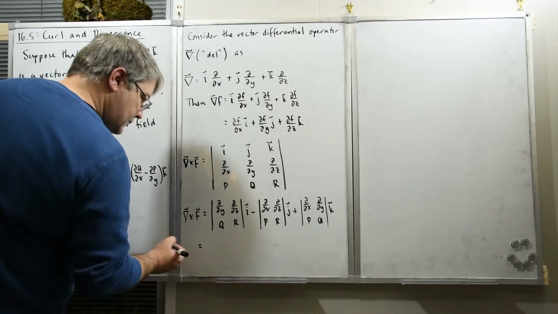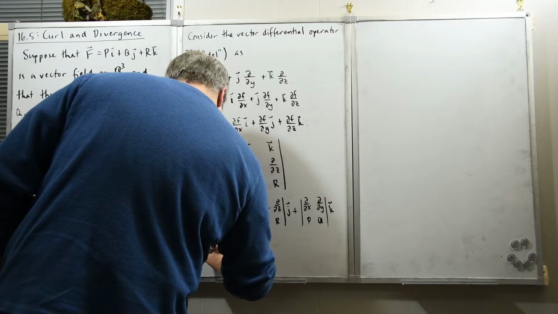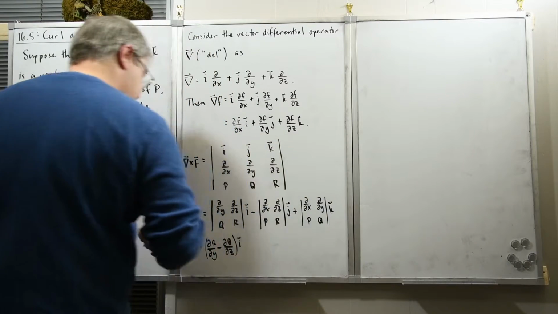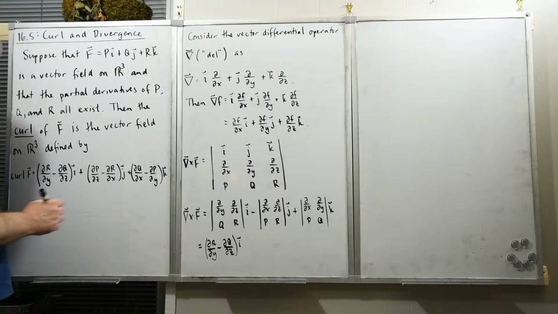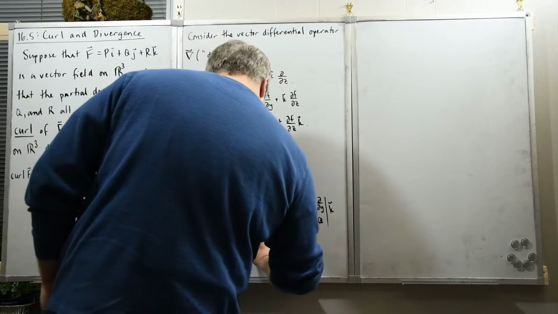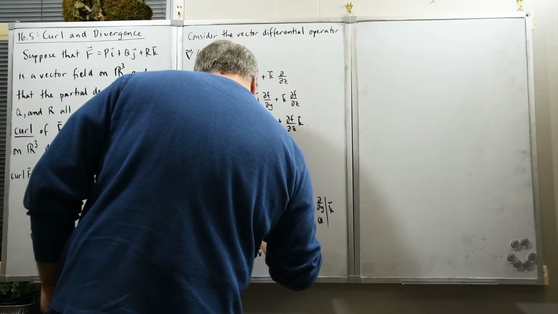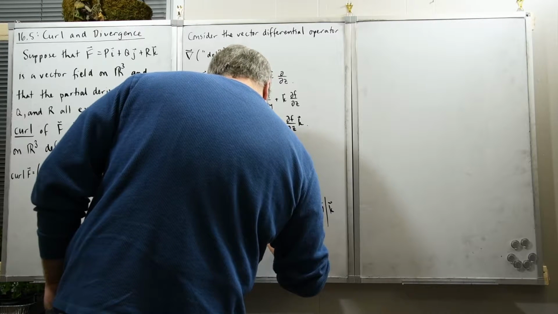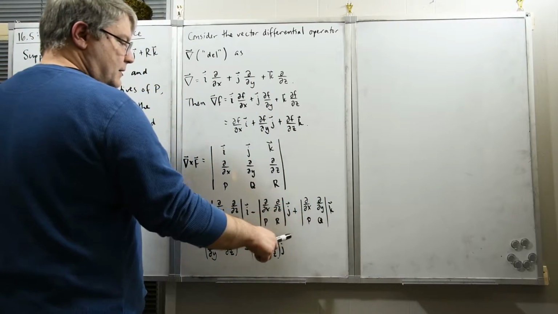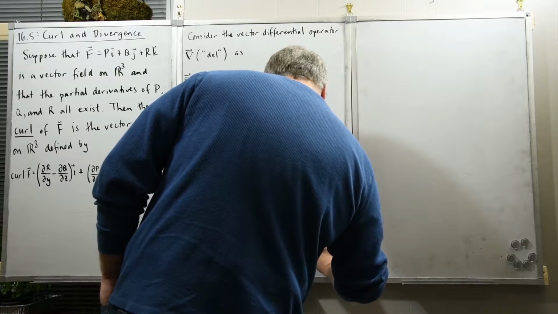But if you think about what this gives us, well, when we take the determinant here, we'll have partial of R with respect to Y minus partial of Q with respect to Z. That'll be our I component. And then we'll have minus partial R with respect to X minus partial P with respect to Z. And then we'll have partial Q with respect to X minus partial P with respect to Y. And that'll be our K component.